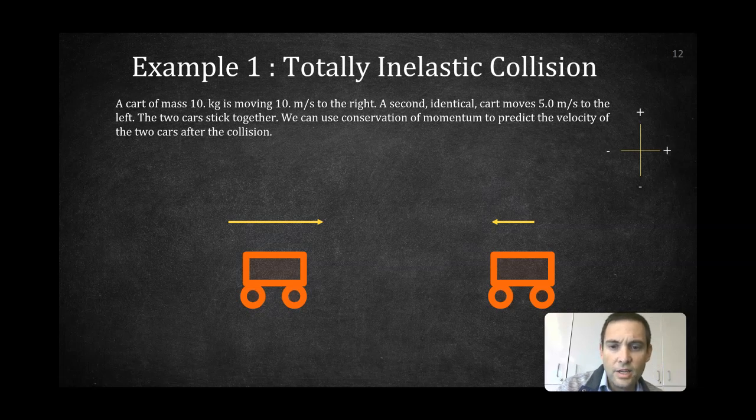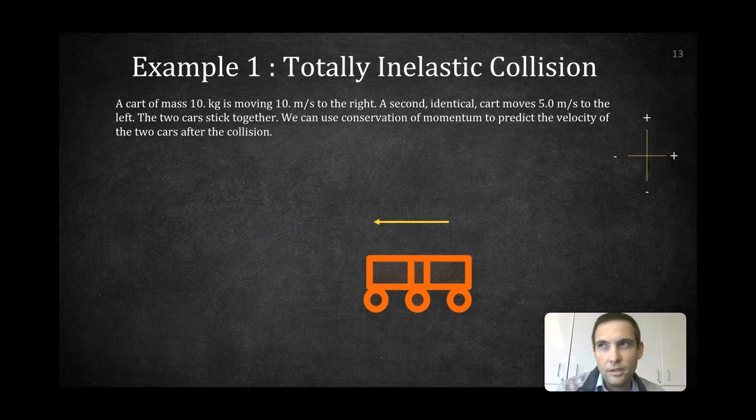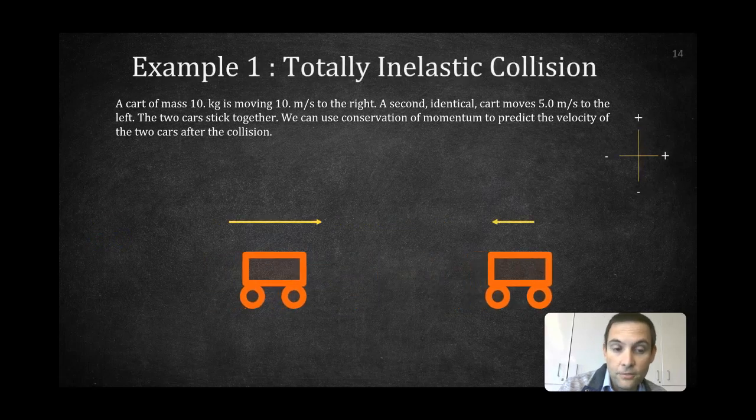A cart of mass 10 kilograms is moving 10 meters per second to the right. A second identical cart moves 5 meters per second to the left. The two carts stick together. We can use conservation of momentum to predict the velocity of the two carts after the collision. So we recognize there's a collision happening. We don't know if the carts are going to be moving to the left or to the right. We're going to have to solve it to figure it out.